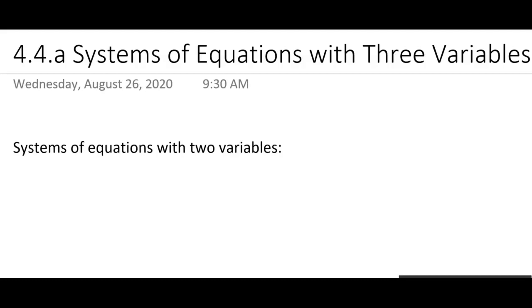So we're going to talk about systems of equations with three variables. That's what this section's titled. And you'll notice that we're kind of jumping into 4.4. We will review previously learned material. And you might say, well, I forgot how to do that. Don't worry about it too much. We're going to go over it.